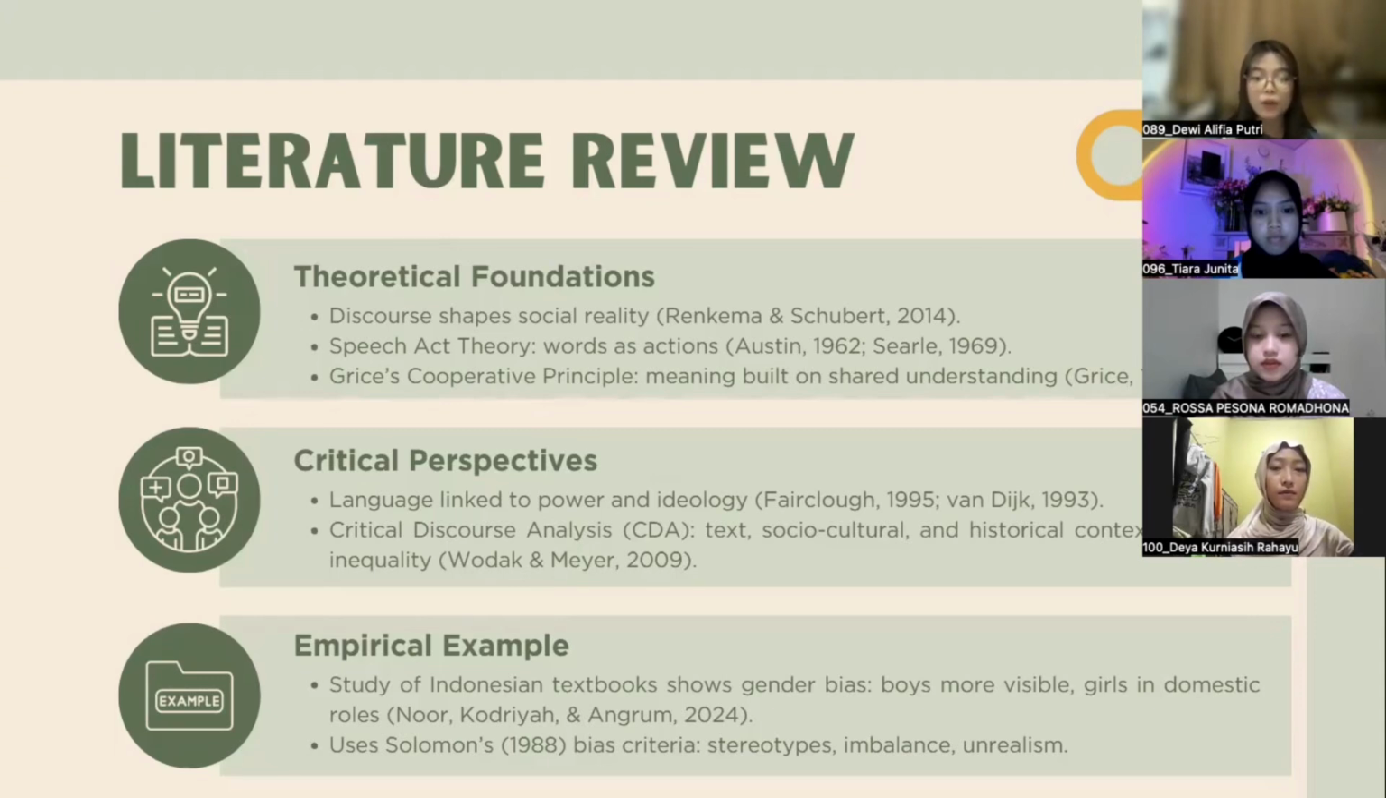And the last is an empirical example by Nur et al. in 2024. They studied Indonesian English textbooks. They found gender bias: boys are shown more often in active roles, while girls are usually pictured in domestic settings. Using Sadker's bias criteria such as stereotypes, imbalance, and unrealism, this study revealed that textbooks are not neutral but instead reproduce inequality. And that's all from me. The next material will be delivered by Deya.